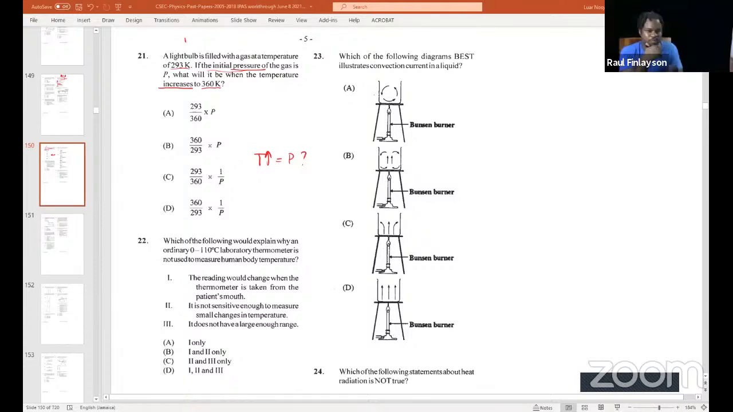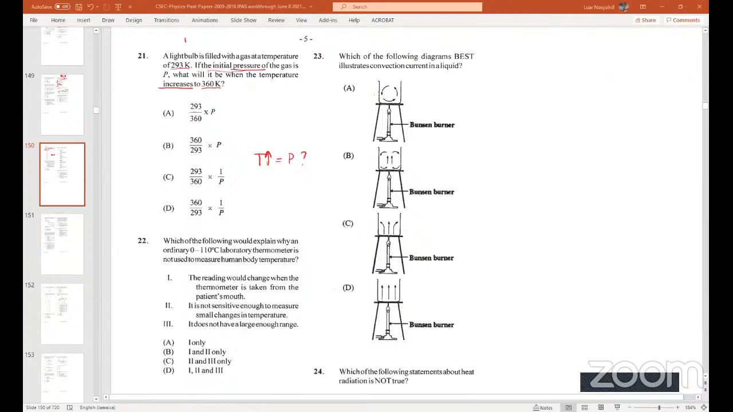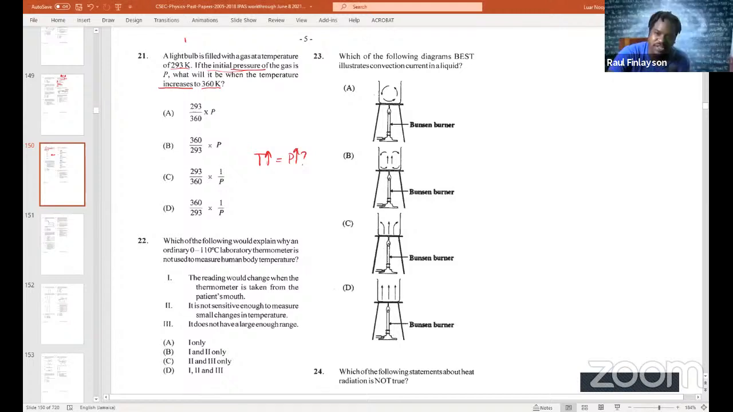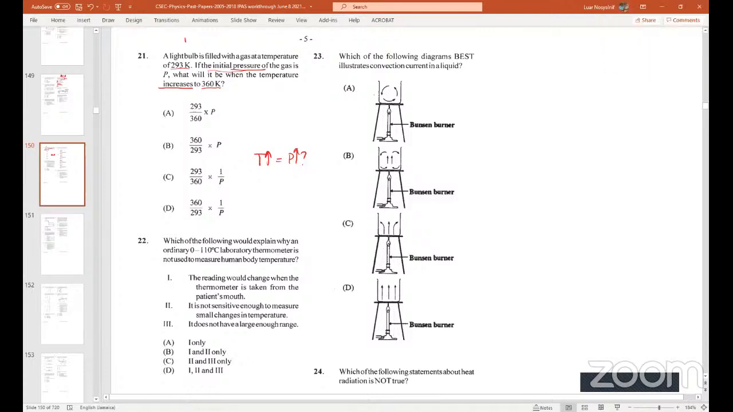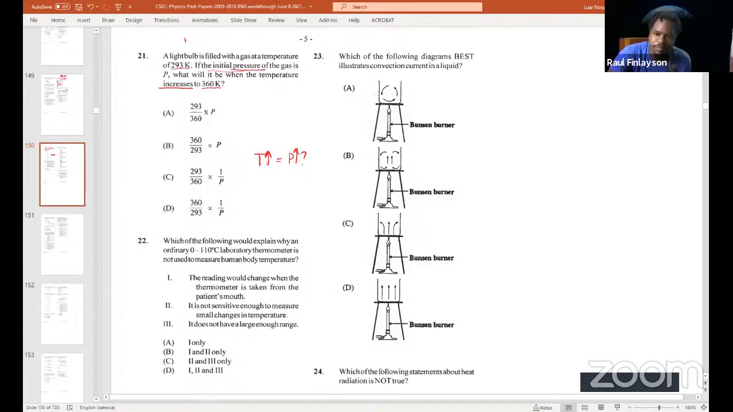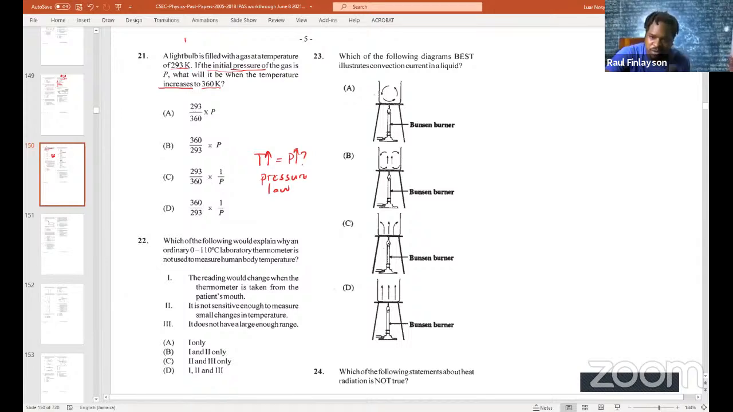Pressure. Of course, no more pressure. So that's why the question is asking, if the temperature increases from 293 to 360 Kelvin, what's going to happen to the pressure? Now, another point is that they expect you to know that this is the pressure law. The pressure cooker obeys the pressure law. The pressure law says if the temperature goes up, then the pressure is going to go up. So we can remove this question mark. And there we have the pressure law, but then something must be constant here.